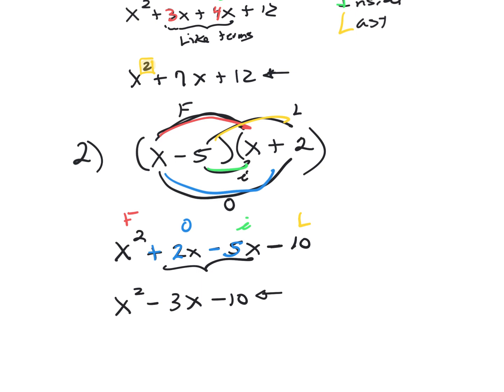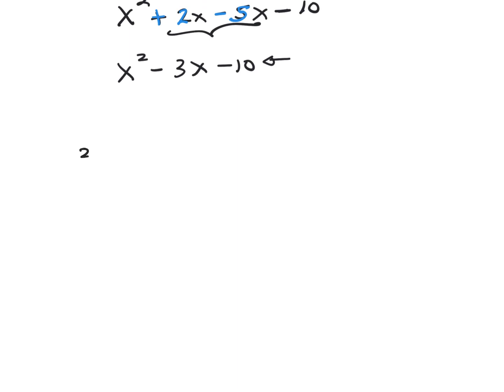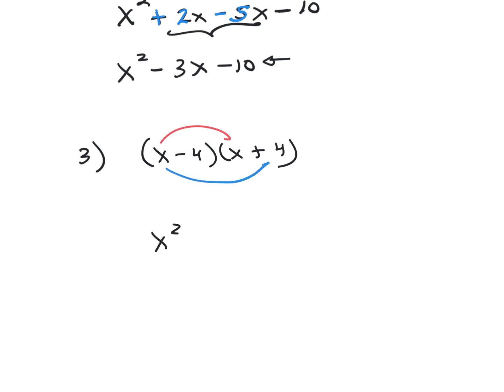Let's try another one. You should pause the tape and try it yourself and then come back and see if you did it right. So if we multiply the first ones, we get x squared. Multiply the outside ones, we get positive 4x. Multiply the inside ones, we get negative 4x. And if we multiply the last ones, we get negative 16.